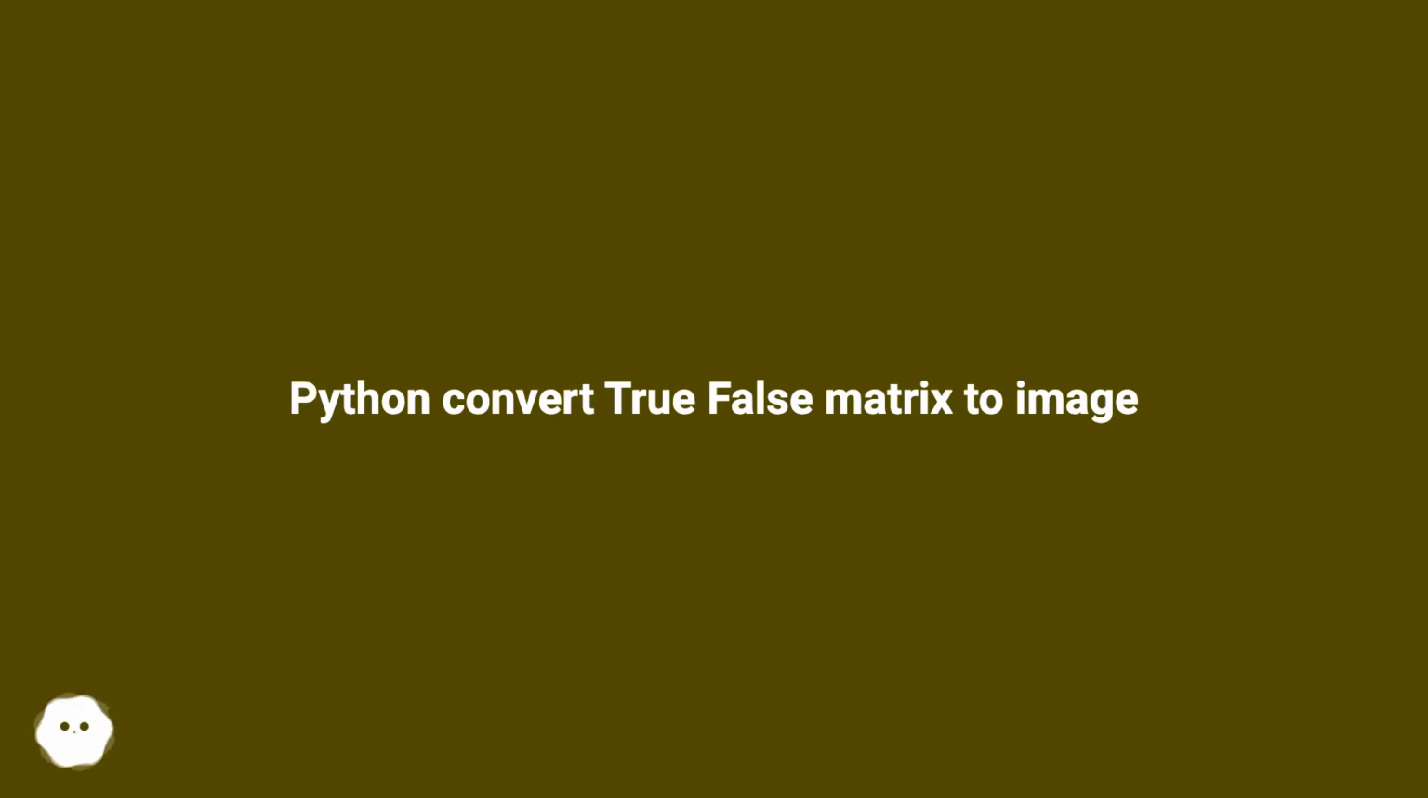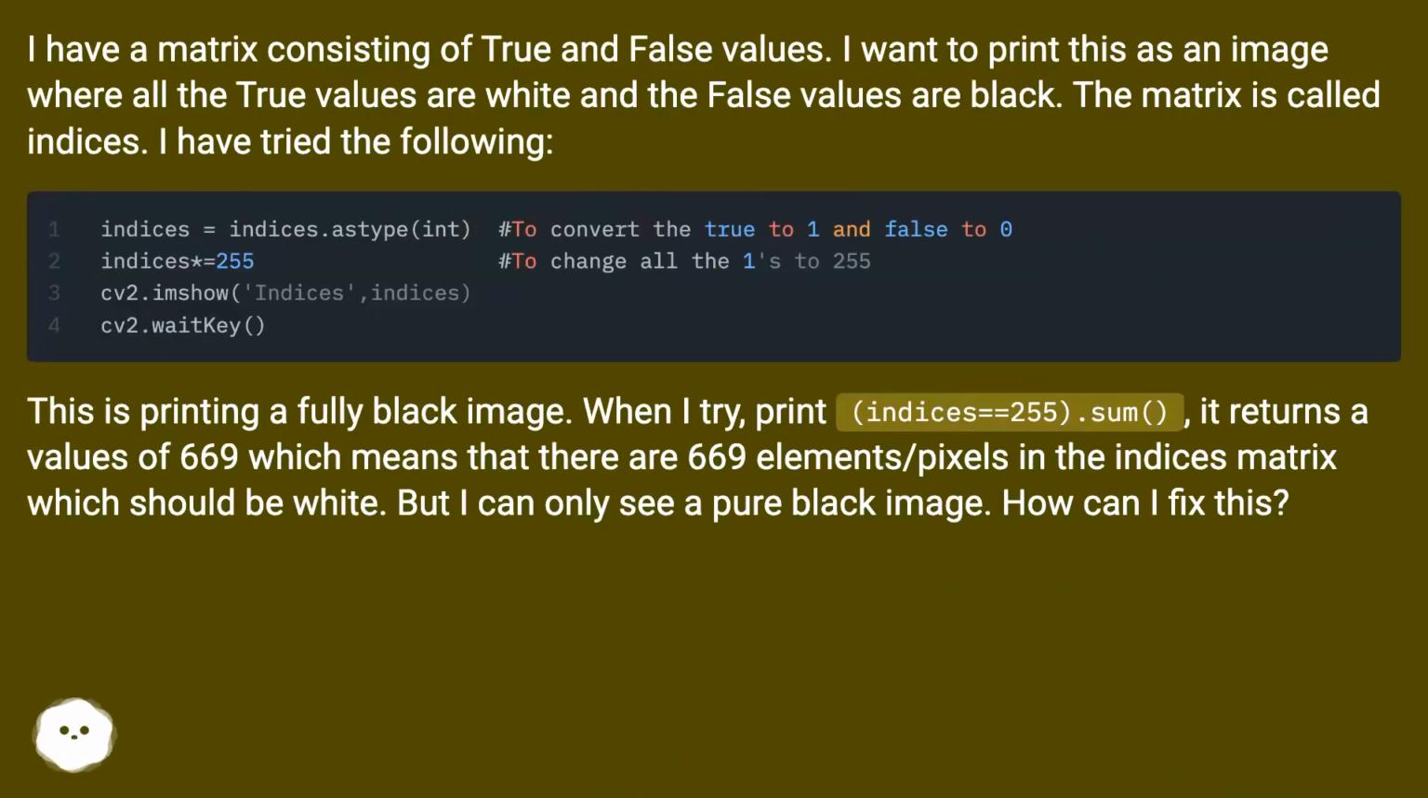Python convert true-false matrix to image. I have a matrix consisting of true and false values. I want to print this as an image where all the true values are white and the false values are black. The matrix is called indices. I have tried the following.